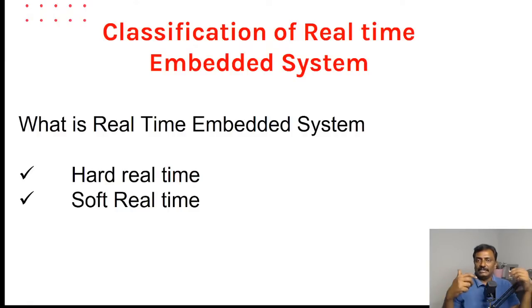If the embedded system completes the task within a specific amount of time, then it is called a real-time embedded system. Real-time embedded system design. In that you have two classifications. One is hard real-time, and another is soft real-time. Hard real-time means missing a deadline may cause havoc.